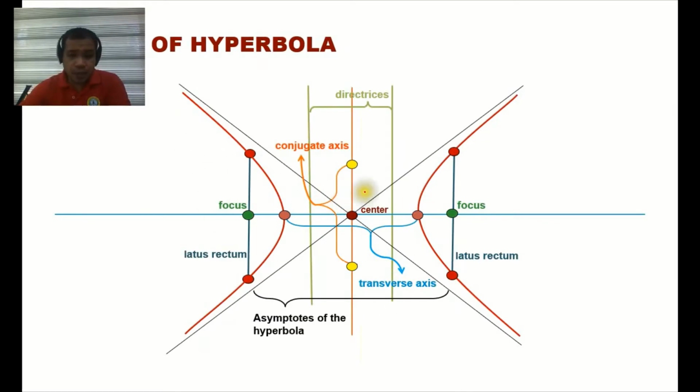For the parts, so as discussed, this is the focus. This is the conjugate axis. Dalawa siya from the center. Then we also have the transverse axis. Ito naman siya. This is the asymptote, the black line.